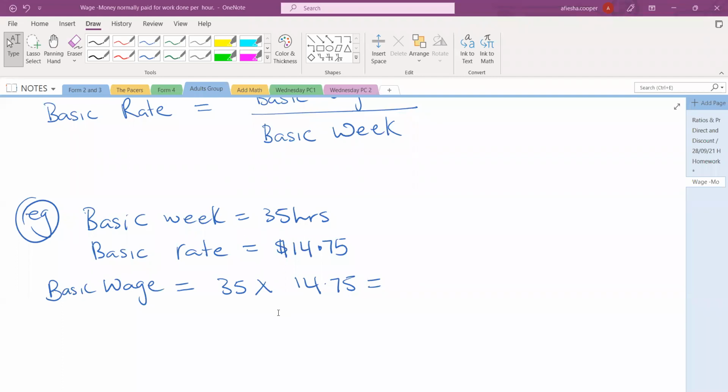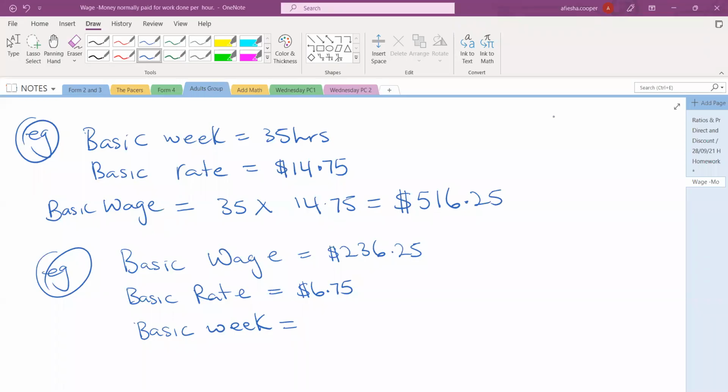If someone works a basic week of 35 hours and their basic rate, which is the hourly rate, is $14.75, all we have to do is multiply the hourly rate by the amount of hours they would have worked, and their wage at the end of the period will be $516.25 in their paycheck.